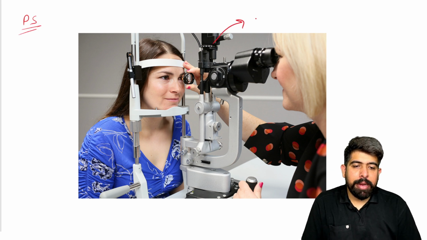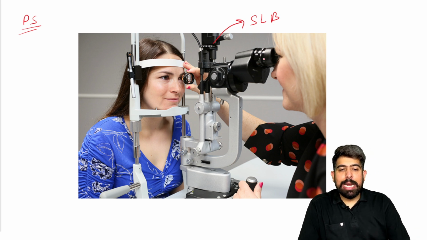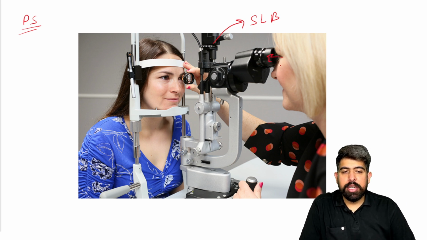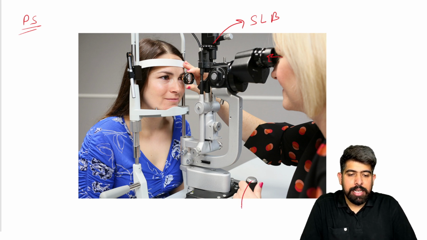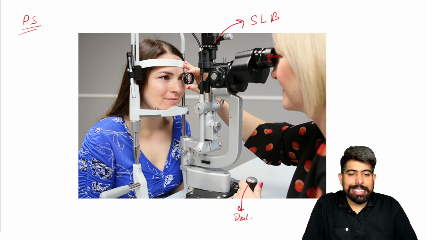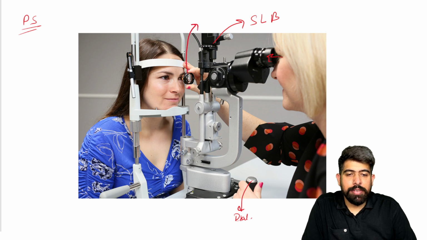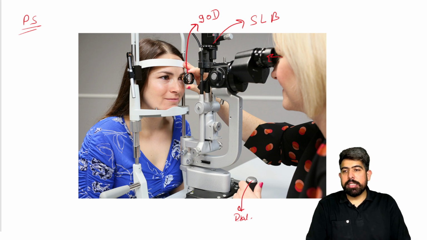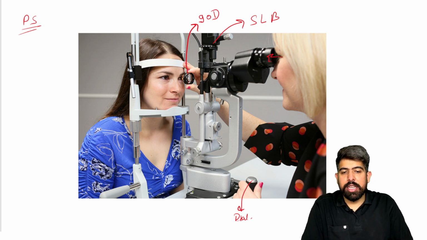This is your slit lamp biomicroscope. You can see from the eyepiece, the doctor is looking into it. This is the eyepiece of the microscope, right? And this is your dial. You can see the doctor is rotating it with one hand, and on the other hand she is holding a lens. What is the power of this lens? Anyone of you can tell me? This is the 90 diopter lens, and she is using the 90 diopter lens.